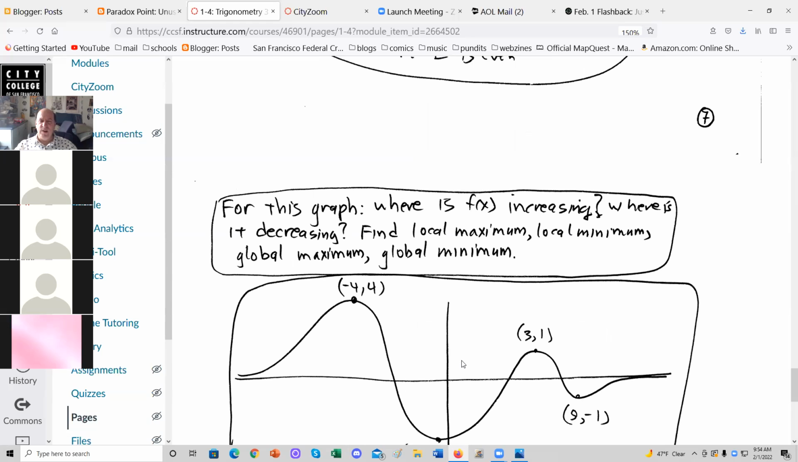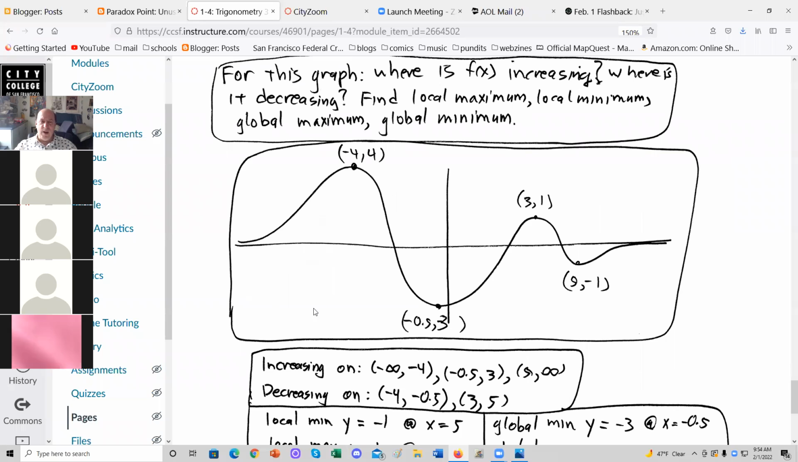Here we have a graph of a function. Where is it increasing? Where is it decreasing? What's the local maximum, local minimum, global maximum, and global minimum? Okay, it increases up to here, and it increases from here to here, and from here to here. So it increases from minus infinity to -4, those values of x, and from -0.5 to 3, those values of x, and from 5 to infinity, those values of x. You look at the x values. Pay no attention to the y values, at least for this question. It's decreasing here and here. So x is going from -4 to -0.5, thus. And here x is going from 3 to 5, thus.